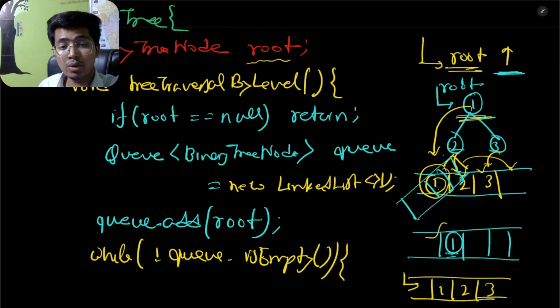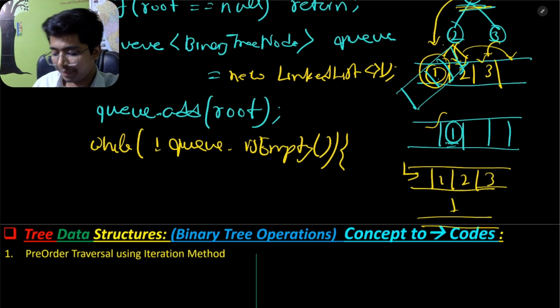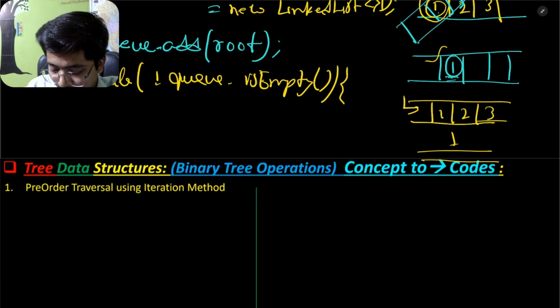That means if the queue is empty, it will return true, and if not, it will return false. So we will be running this loop till the queue is not empty, that means till the queue becomes empty again. We just came to the iteration method. Okay, let's keep running.